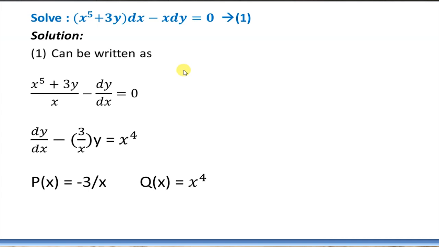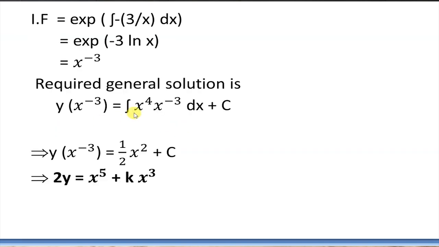So just recall the method. First we have to write the given differential equation in the standard form, that is dy by dx plus p of x into y is equal to q of x, or we have the other form, that is dx by dy plus p of y into x is equal to q of y. In any case, we find the values of p and q. Once we identify the values of p and q, we find the integrating factor. Integrating factor is nothing but the exponential of the integral of p dx, or p dy in the second case.